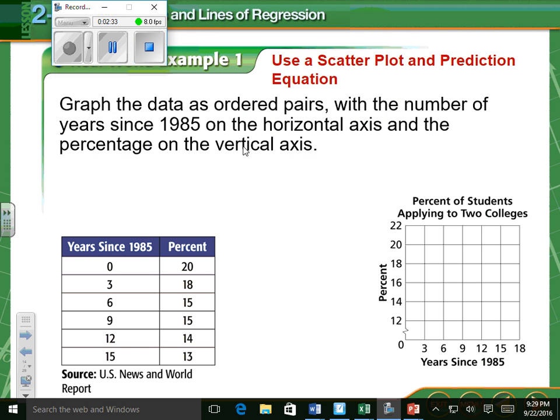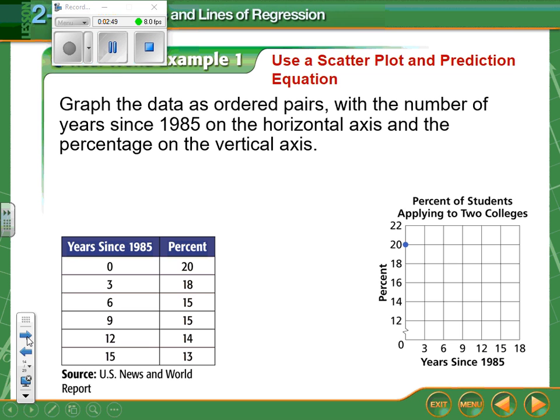So if we graph the data on a chart and we let the number of years since 1985 be along our x-axis and the percent of students at that point be along the y-axis, then our scatter plot looks something like this. There's 1985, there's 1988, there's 1991, there's 1994, there's 1997, and then there's the year 2000.